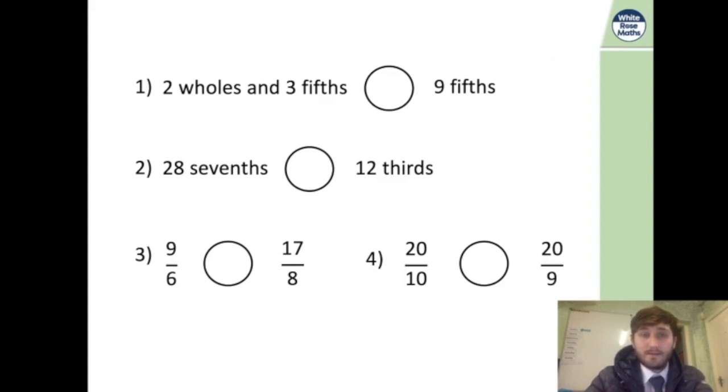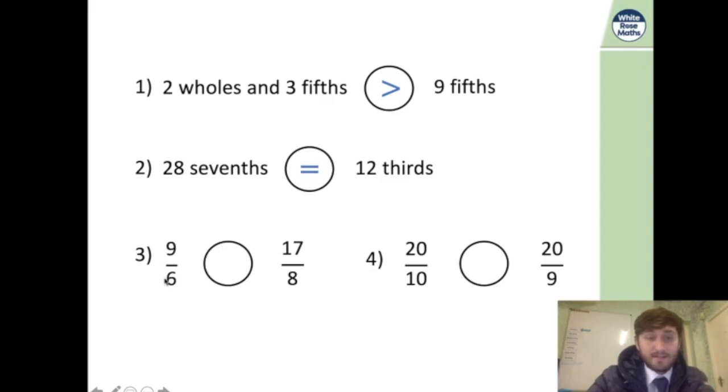Okay then. So firstly, 2 wholes and 3/5. So I'm doing it in fifths. So I've got 2 wholes, therefore it's going to be 10, and then 13/5, and then 9/5. Well, that 13/5 is greater than 9/5. Next, 28/7. Well, I know that 7 goes into 28 4 times, so I've got 4 wholes, and then 12/3, well, 3 goes into 12 4 times, so this is actually going to be equal to.